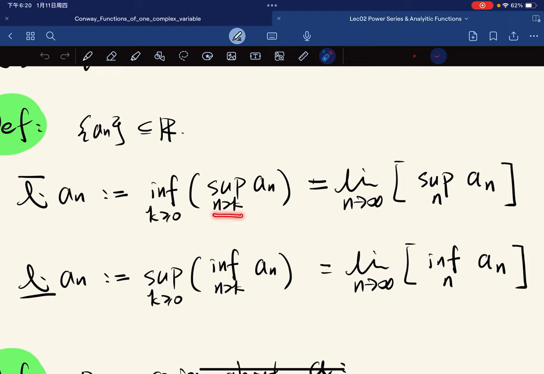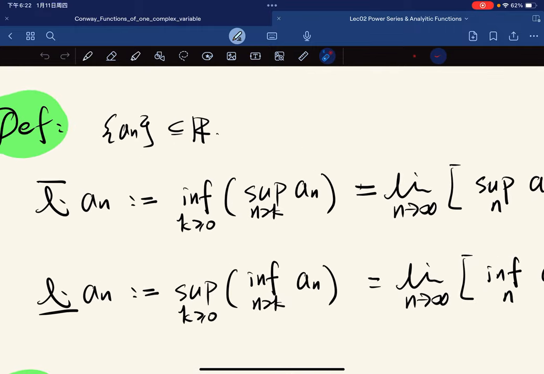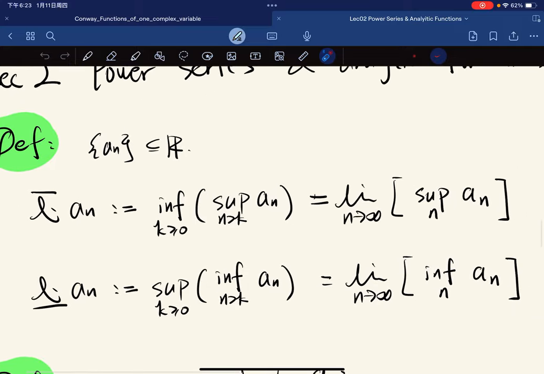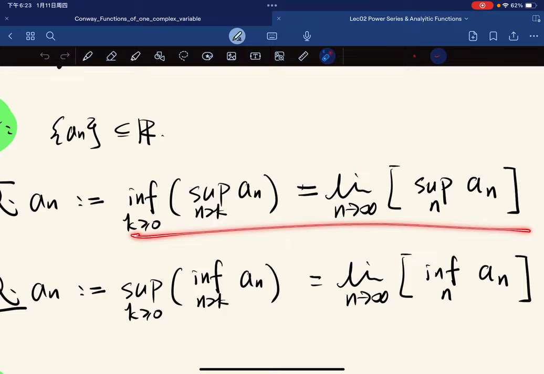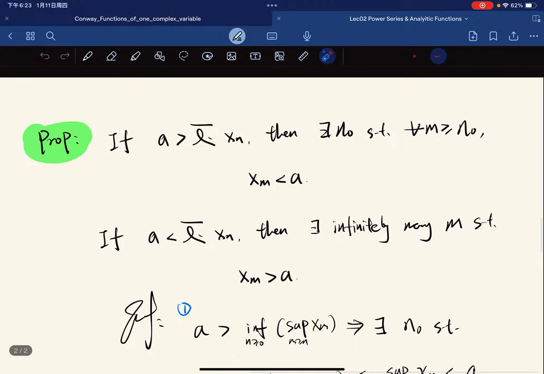Now, when we ask for n greater than k, as k increases, the supremum is decreasing, right? It turns out that if the sequence is bounded, then we have the monotone convergence theorem, so this is well defined. Otherwise, it might be negative infinity, right? But it doesn't matter. If it's bounded, we just define it to be this. They're equal to each other. Okay, they're equal.